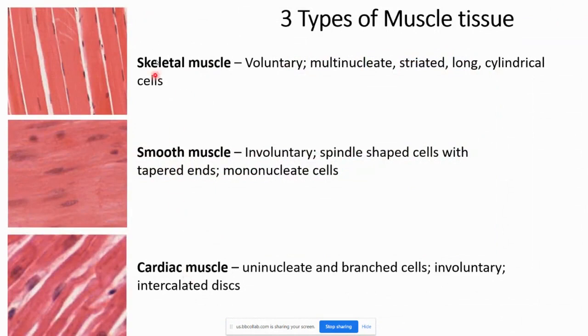I'm going to skip through this. We should know the difference between the three types of muscle tissue at this point. It was in various chapters so far.